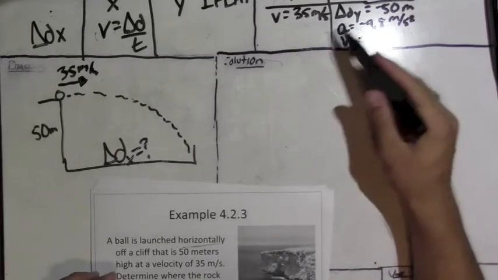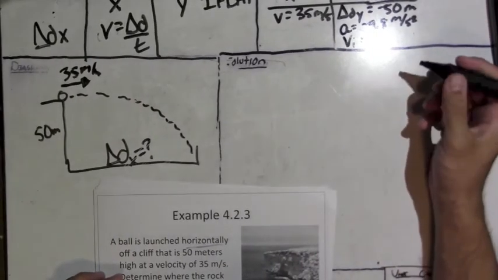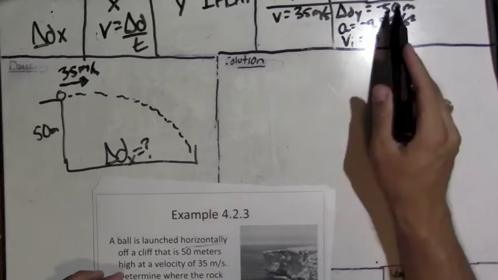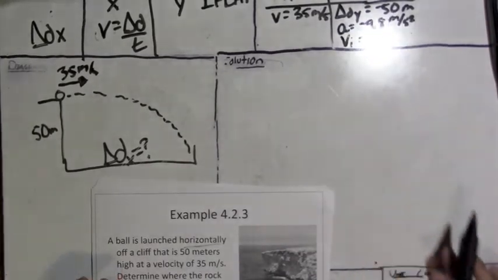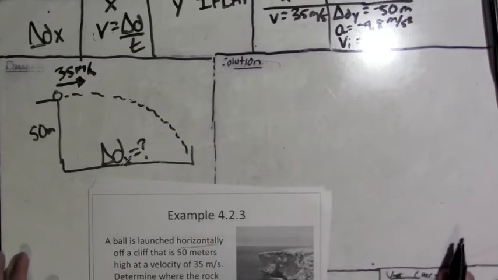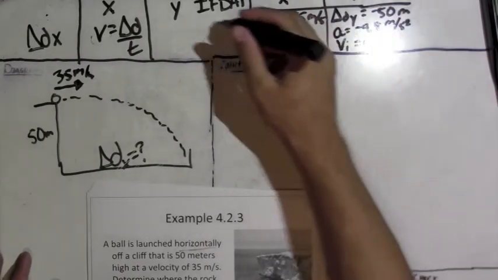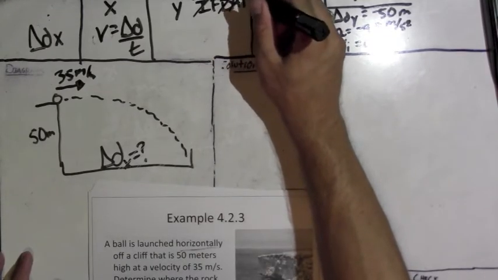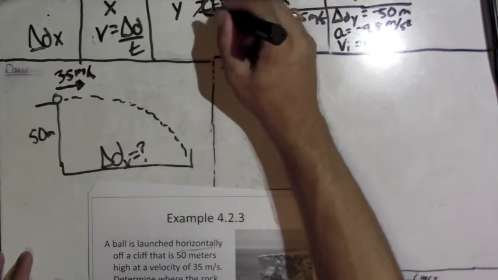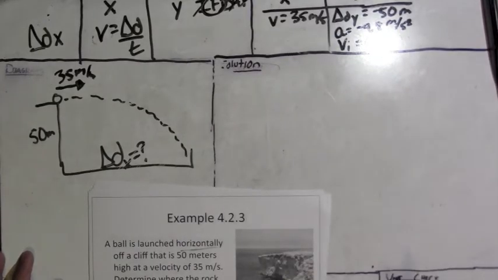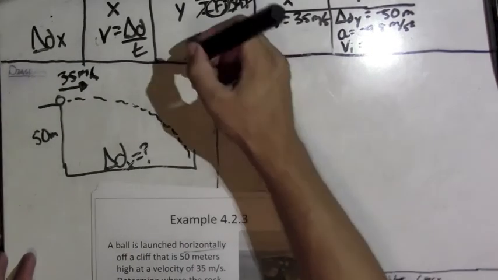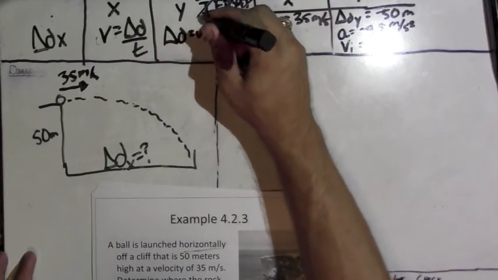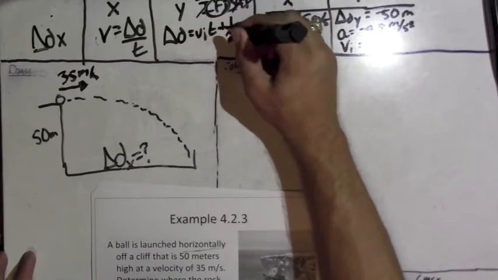Now remember, the key to these problems is to solve for time. So if you look, I don't have enough information to solve for time in the x, but I do have enough information to solve for it in the y. So what I'm going to do is use the kinematic equations in the y. I have initial velocity, I have distance, and I have acceleration, and I'm trying to solve for time. That means I pick the equation that does not have final velocity in it, and we've said over and over again that that is delta d equals v_i t plus 1/2 a t squared.